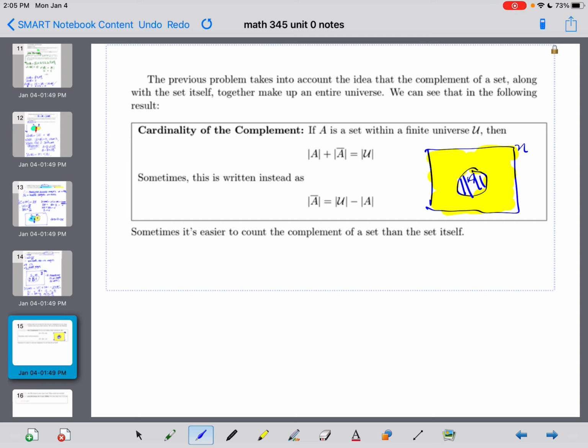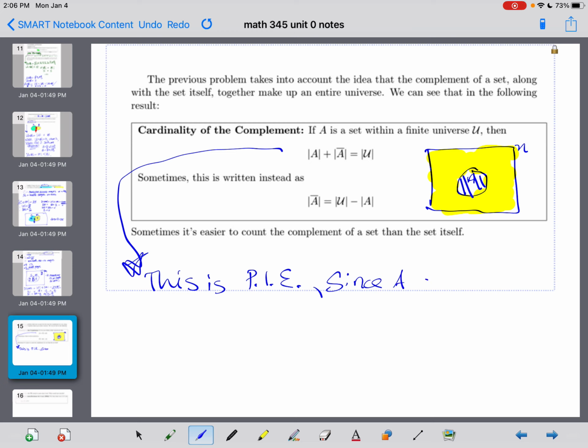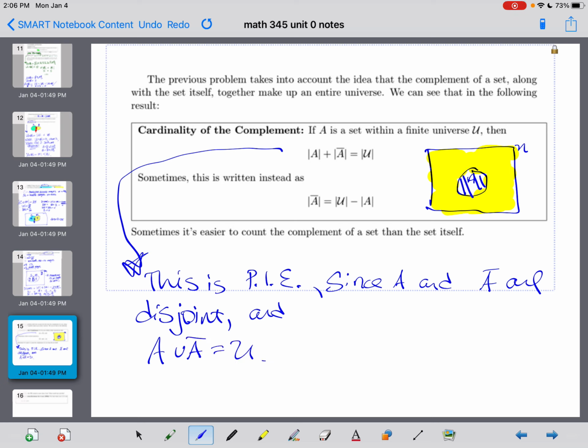This is really just using the principle of inclusion-exclusion, using the idea that A and A complement are disjoint, and their union is the entire universe. A union A complement is the entire universe. So this follows directly from the principle of inclusion-exclusion.